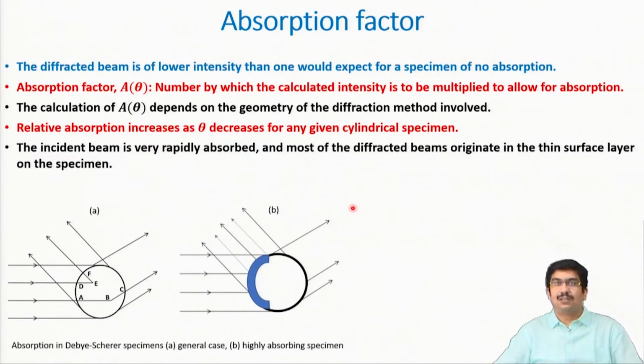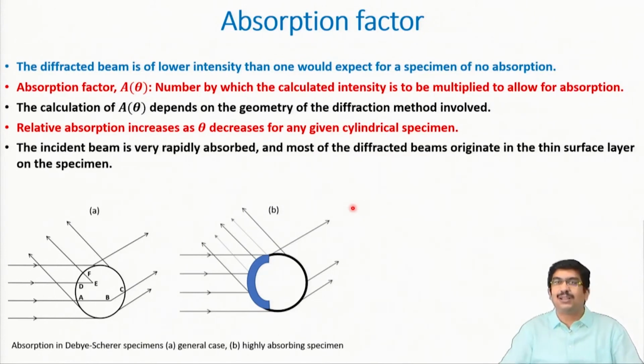Okay. So, with this we are coming to the last factor that we will be discussing about the intensity of the diffracted beam, and that is the absorption factor. As the name suggests, it is related to X-ray absorption, which we have already discussed in the first few lectures on X-ray. There we discussed how the absorption happened, true absorption and all of this. So, we are not going into that, but what happens is that the diffracted beam is of lower intensity than what we would expect if a specimen exists without any absorption.